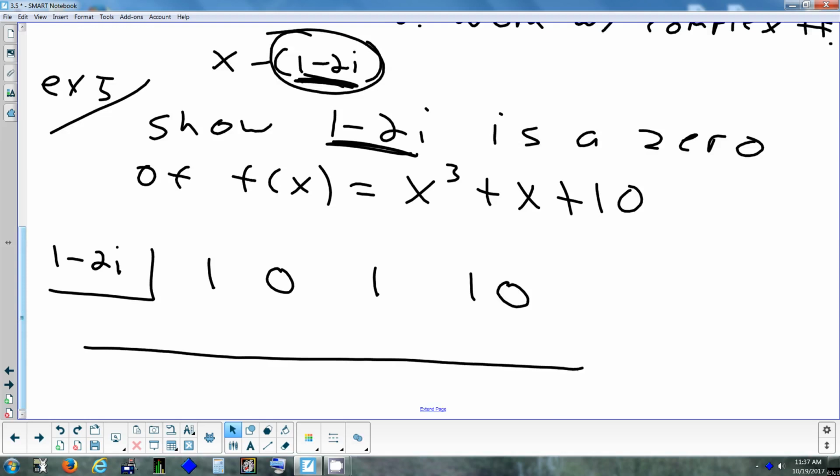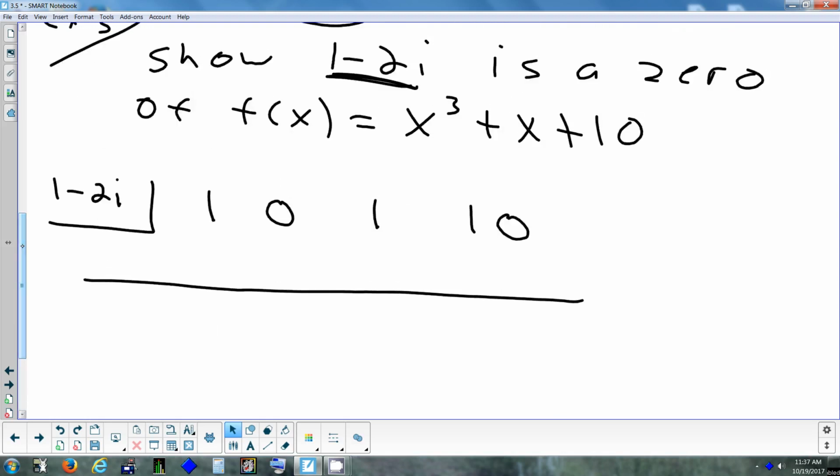What do we do with the first number? Bring it down. So that step's not too bad. And then we're going to multiply 1 minus 2i times 1. Well, that's not bad. Just distribute the 1 to each thing. Does it change anything? No. So when we multiply, we get 1 minus 2i. And now what do we do with that column? We add it. We're adding it with 0, so there's nothing to add.